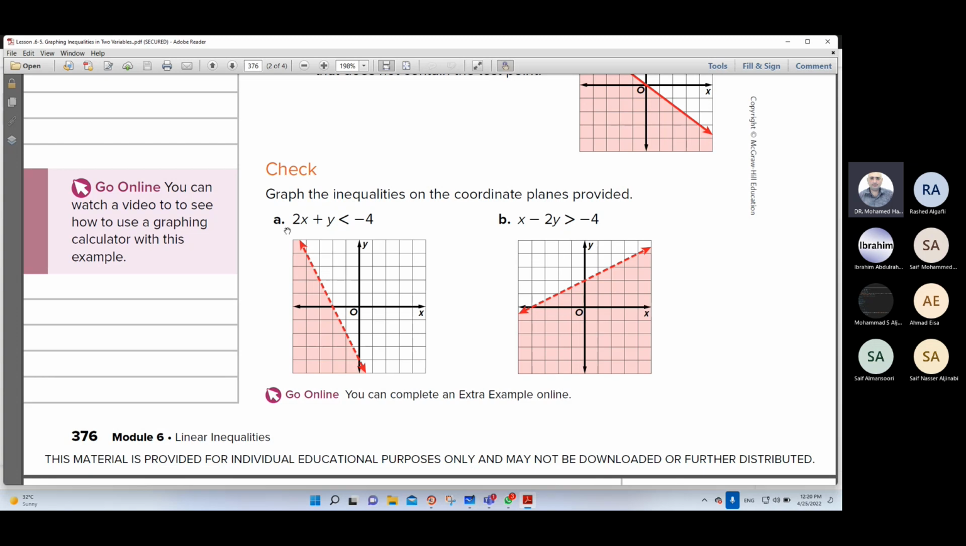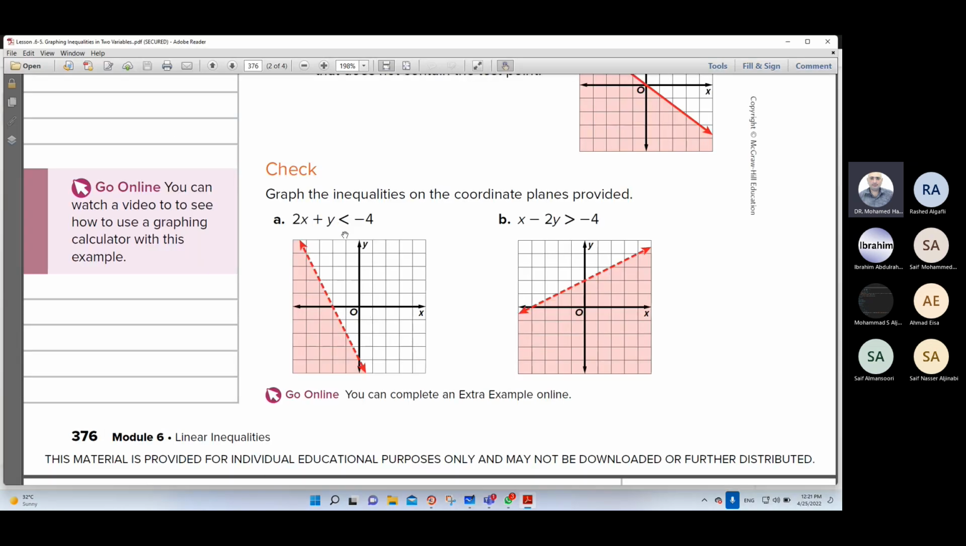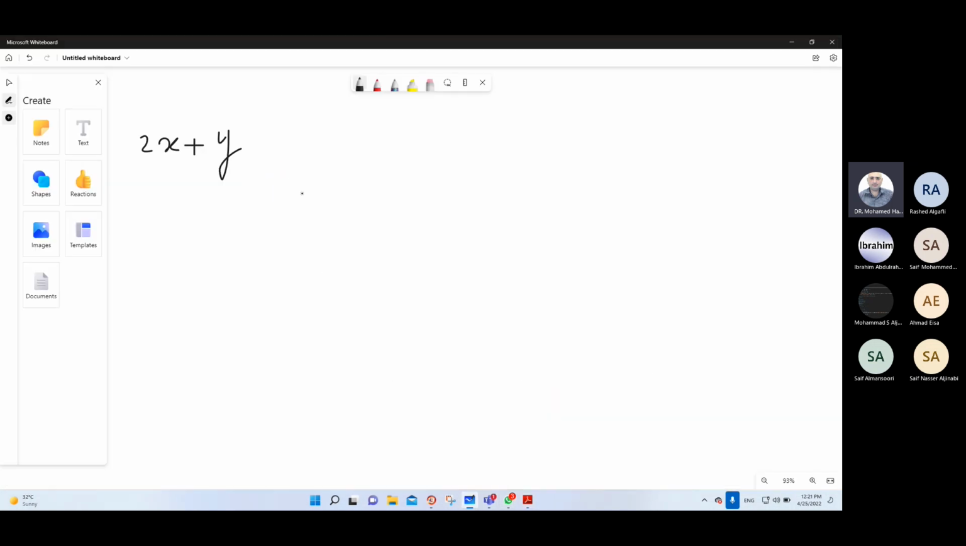The first question here, we have 2x plus y less than, we don't have equal here, less than minus 1. So first, try to move 2x to the other side. So y less than minus 2x minus 4.